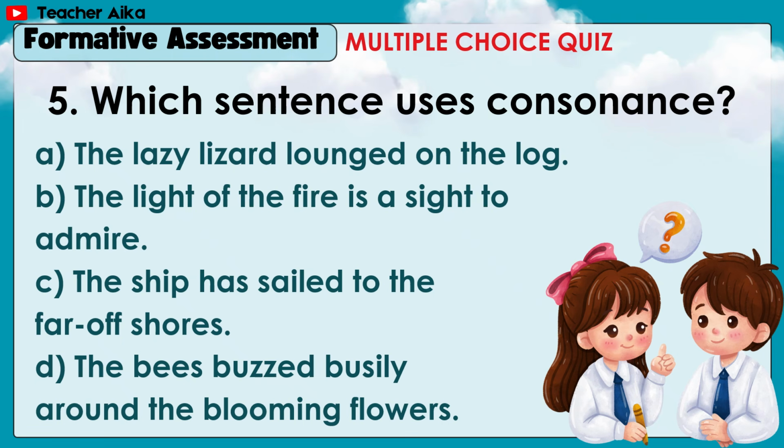Number 5. Which sentence uses consonants? A. The lazy lizard lounged on the log. B. The light of the fire is a sight to admire. C. The ship has sailed to the far-off shores. Or D. The bees buzzed busily around the blooming flowers. Answer C. The ship has sailed to the far-off shores.